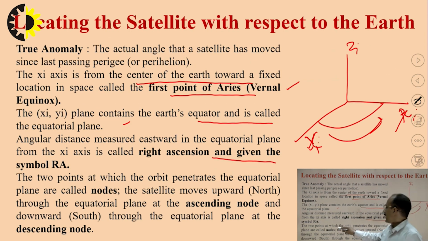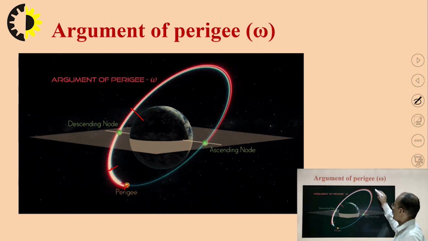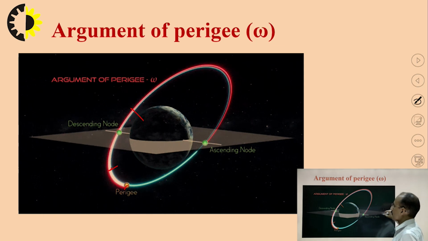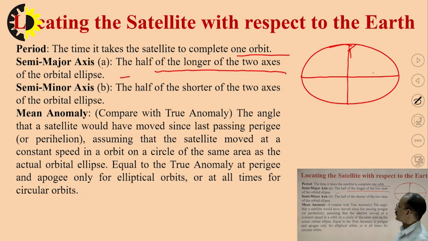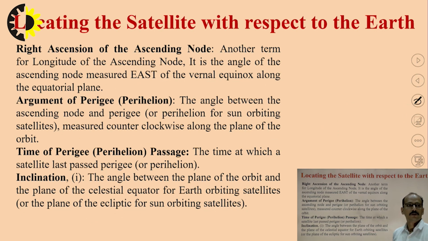Going towards the next one, the two points at which the orbit penetrates the equatorial plane are called nodes, as I showed you here. This is the equatorial plane, this is the orbital plane, and crossing at these points are the nodes. The satellite moves upward, from south towards the north, through the equatorial plane at the ascending node, and at the descending node it moves downward, from the north towards the south. So these are the points.